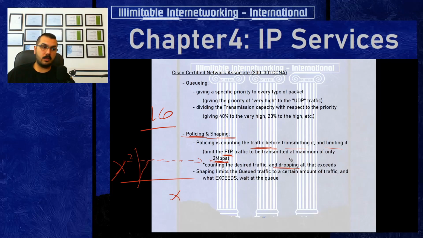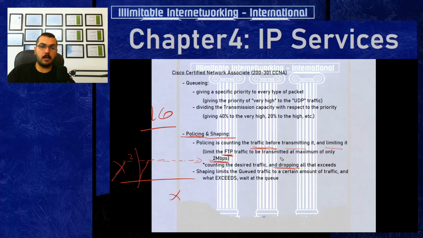Okay, so this must be applied for TCP only, because the excess of the FTP will be dropped, and FTP is TCP actually. We'll talk about it in the upcoming video. Just in case some part of the FTP is dropped, it's better to be TCP so that it will be retransmitted again.